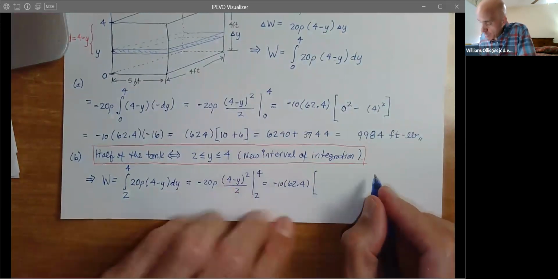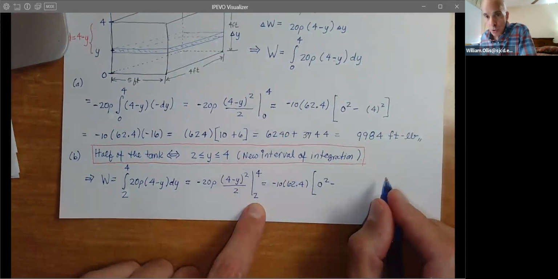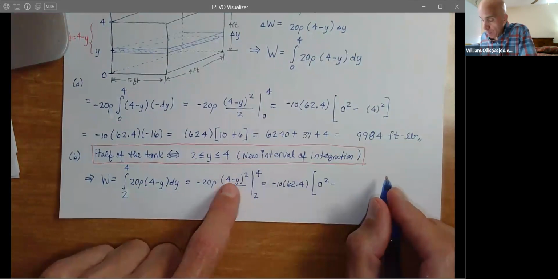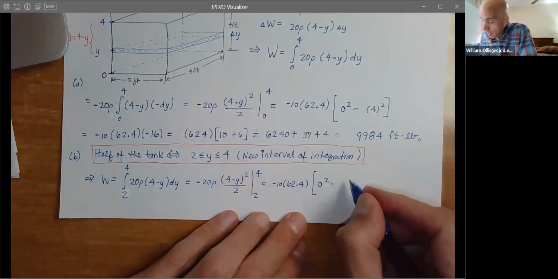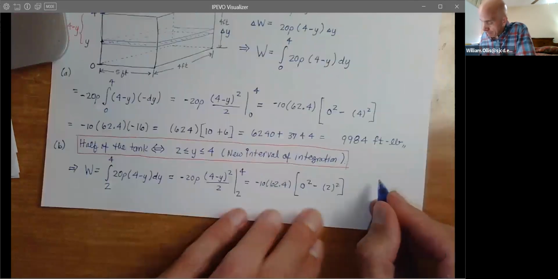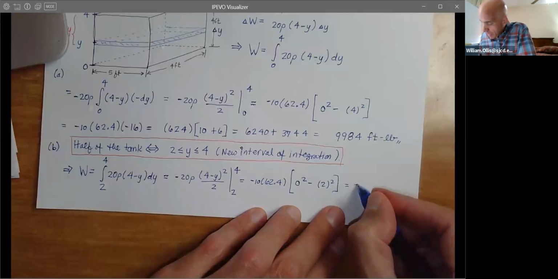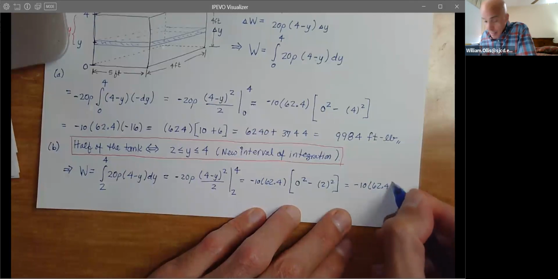The 4 gives us the 0 squared, that's the same. But now when we substitute the 2, we get the 4 minus 2. So that's going to give us a 2 squared, which gives us a 4. So I'll write 2 squared. So this will be negative 10, 62.4 times a negative 4.